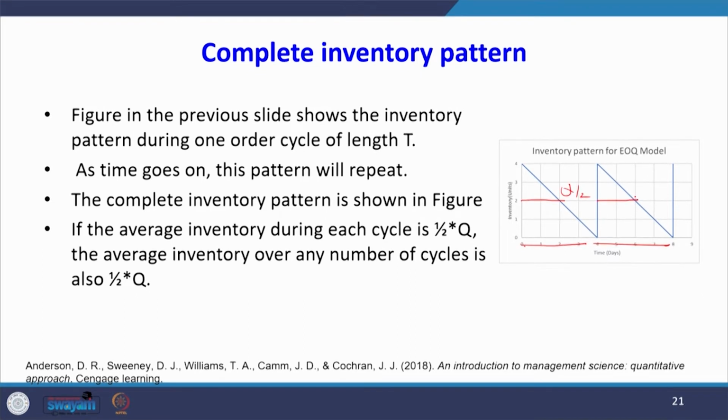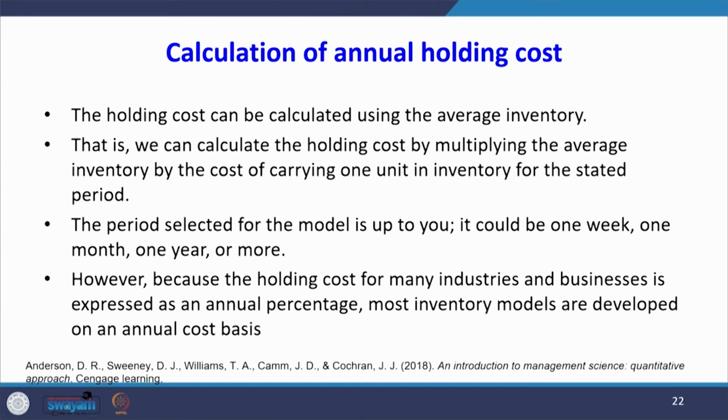For this cycle 2 also it is Q by 2. In this there are 2 cycles. Now, calculation of annual holding cost. We have seen average inventory. Now, we will calculate the annual holding cost. The holding cost can be calculated using the average inventory.